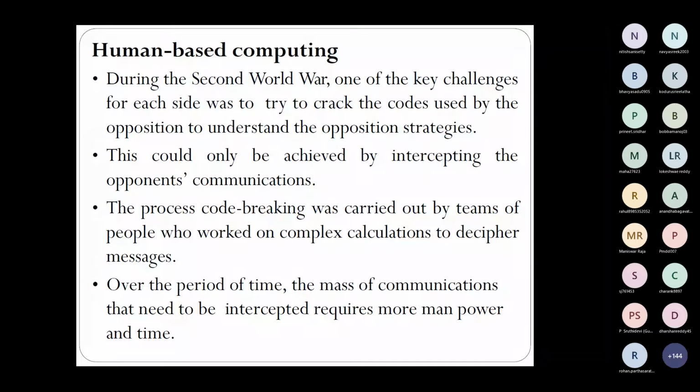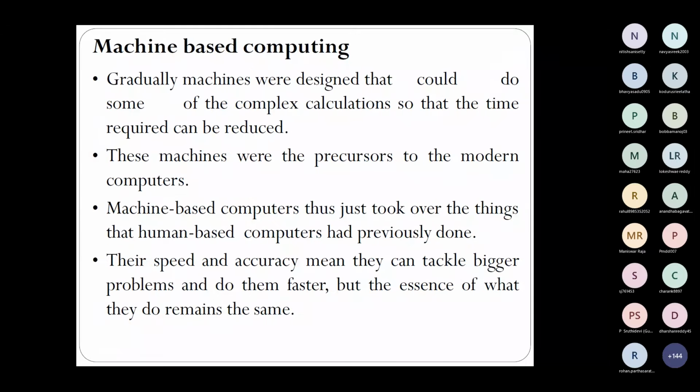But over a period of time, a large number of messages were sent and it became more complex and started requiring more manpower and time. So slowly machines came into the picture, designed to do complex calculations so that time can be reduced. The main advantage of using machines is that they are more accurate and more precise in the answers than us.